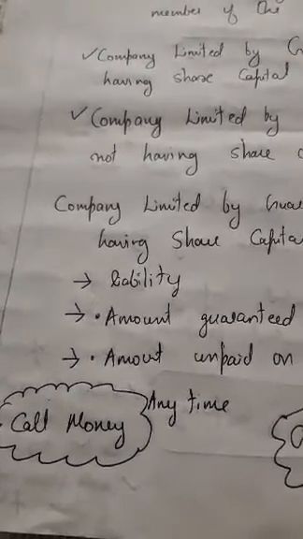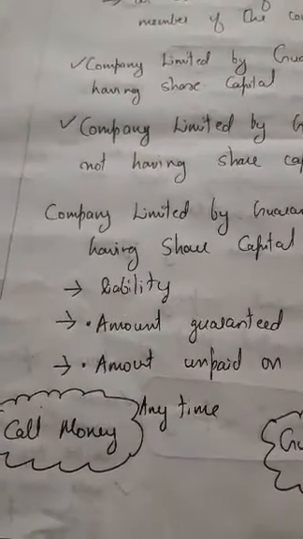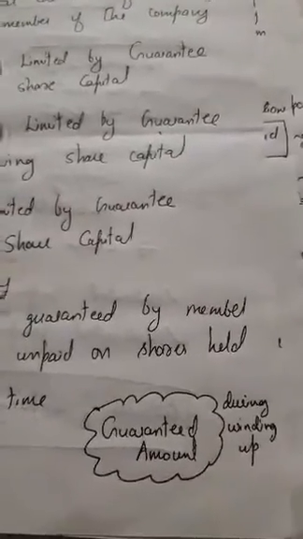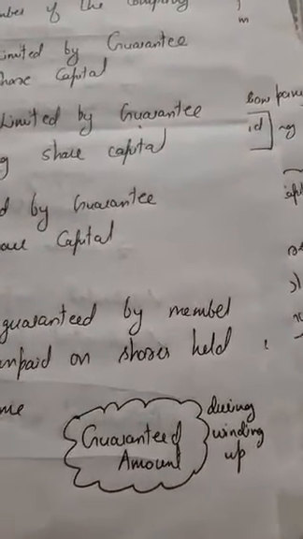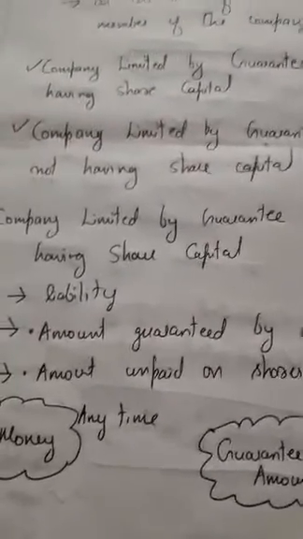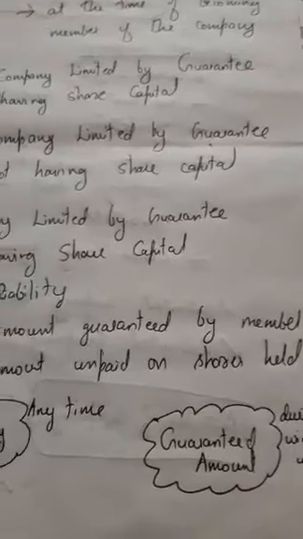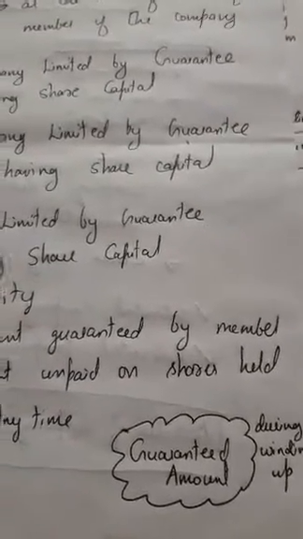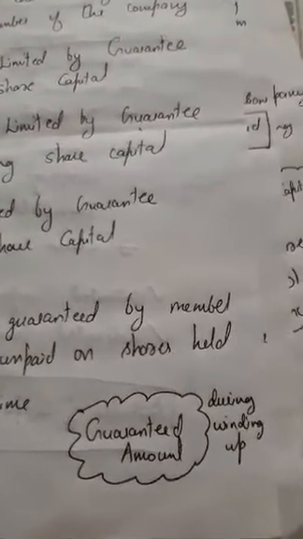And when the call money or the amount unpaid on shares is called upon by the company, that can be called upon at any time. What's the specialty of this guaranteed amount? That guaranteed amount may be demanded by the company only during winding up. That's an important difference between the amount guaranteed by a member and the amount unpaid on shares. Amount unpaid on shares may be called upon at any time by the company, but the guaranteed amount which the member guarantees with regard to the company is called upon only during the winding up procedure of the company.